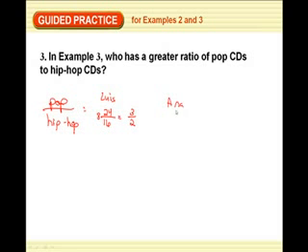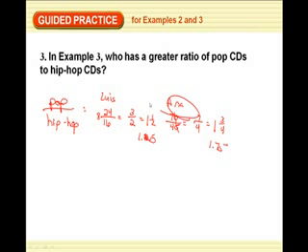Anna, pop is 70 over 40. Reduce, so that's 7/4. So that's 1 3/4. That's 1 1/2. Oh, those are easy for decimals for me. That's 1.5, and that's 1.75. So Anna wins again.